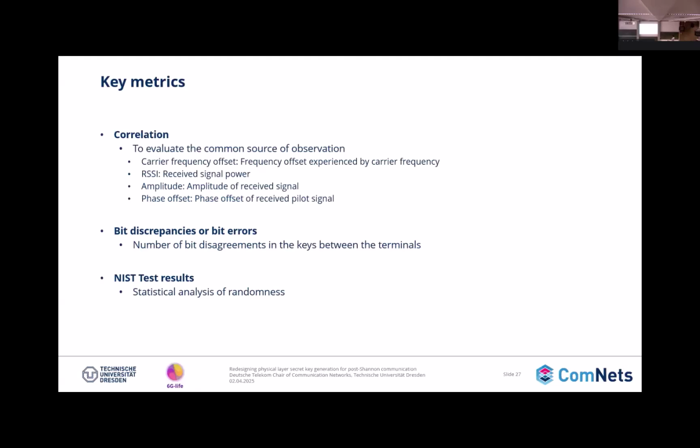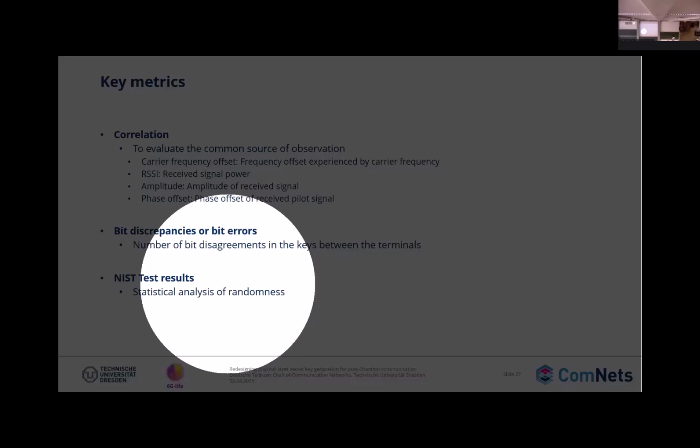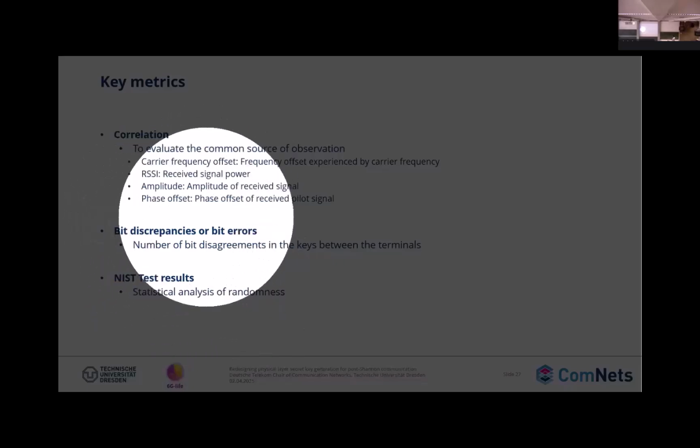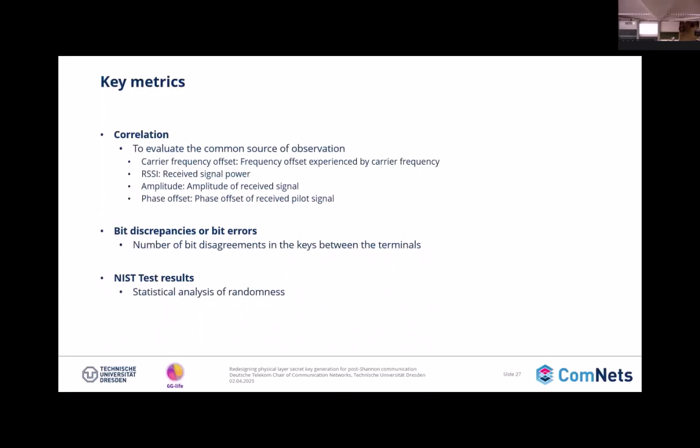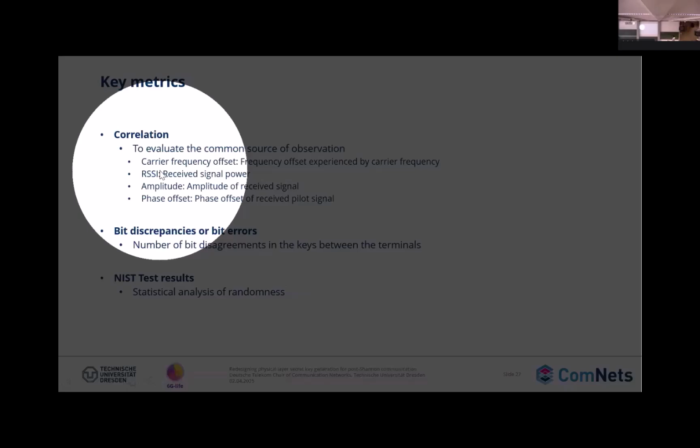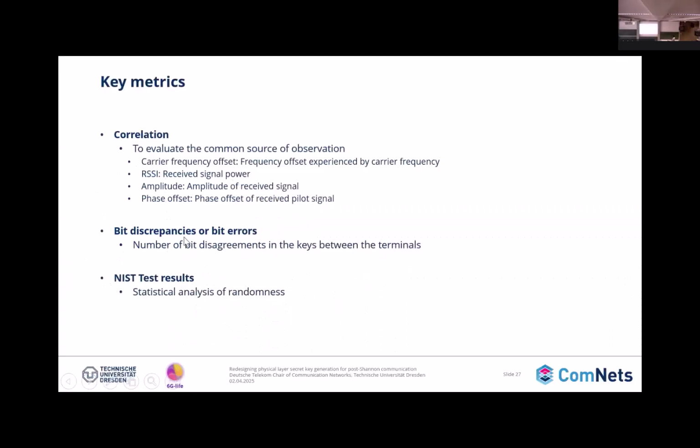And then we also take a look at the bit discrepancies. The higher the bit discrepancy, it means that we need to send more information on the noiseless channel to correct these errors, which would have been used for transmitting more useful information. So higher bit discrepancy is not a desirable option. We want to increase the correlation, and we want to reduce the bit discrepancy more.